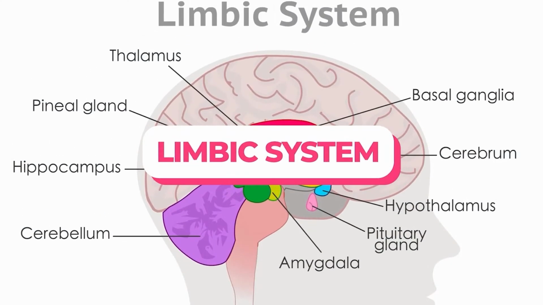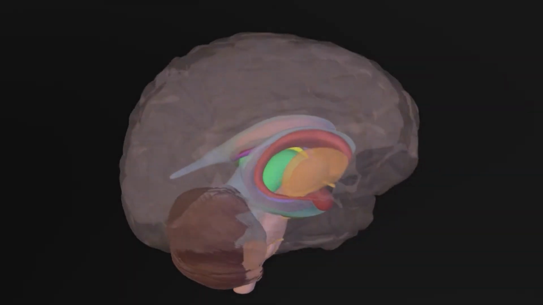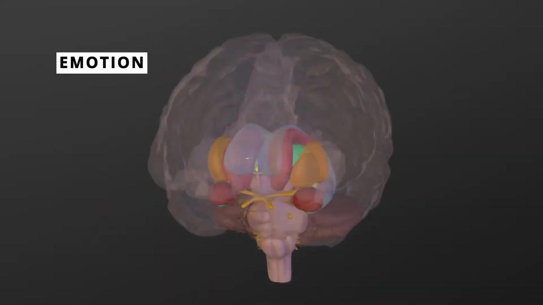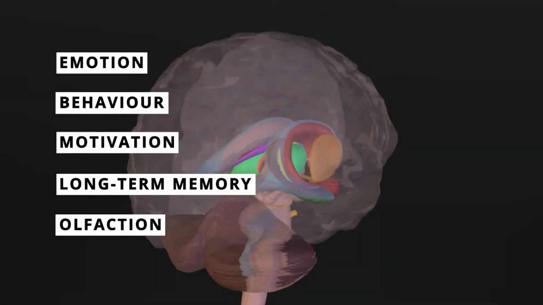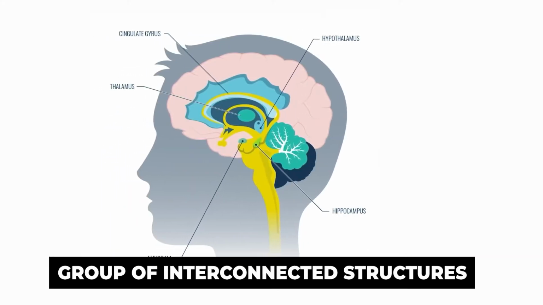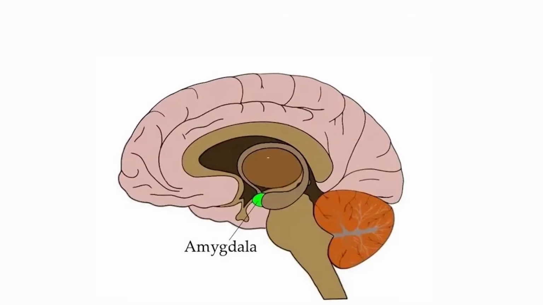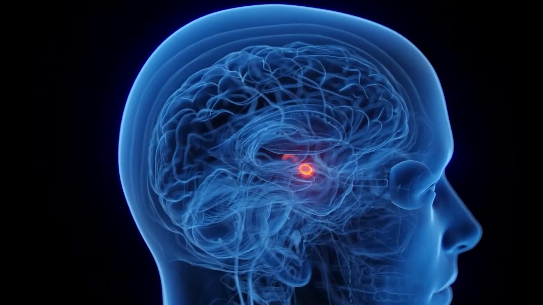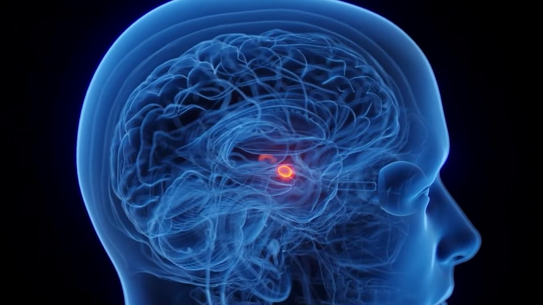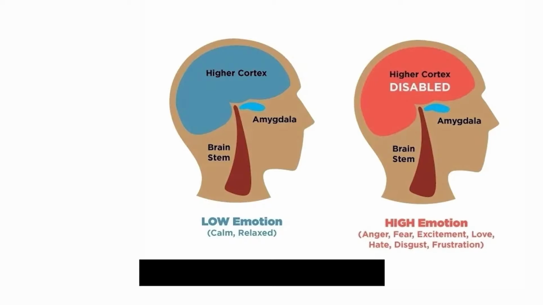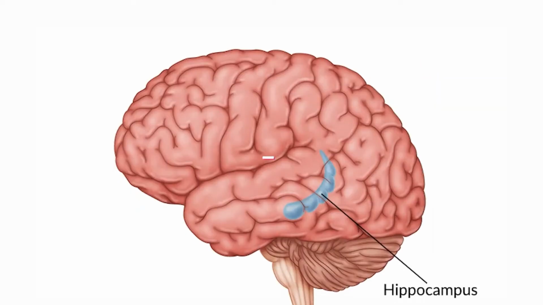Limbic system. The limbic system is a collection of structures in the brain involved in various functions including emotion, behavior, motivation, long-term memory, and olfaction. Limbic system is a group of interconnected structures. Here are some of the primary components. Amygdala. A small, almond-shaped set of neurons located deep within the brain's medial temporal lobe. It's key in processing emotions, especially those related to fear and pleasure.